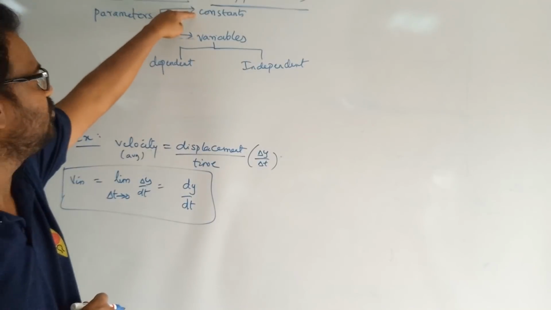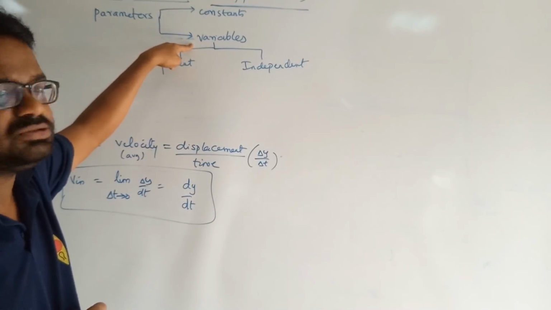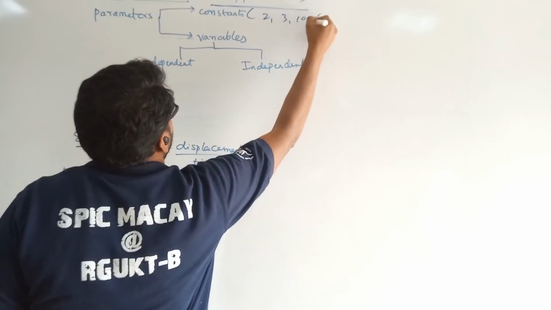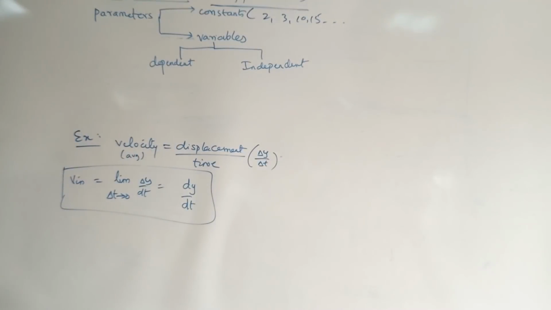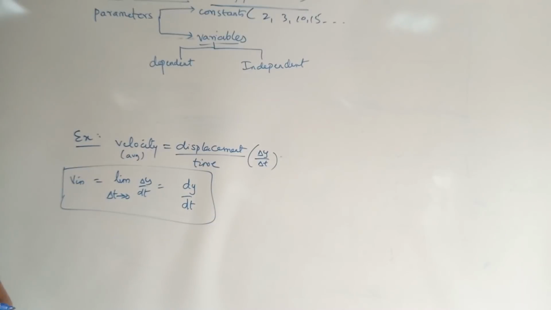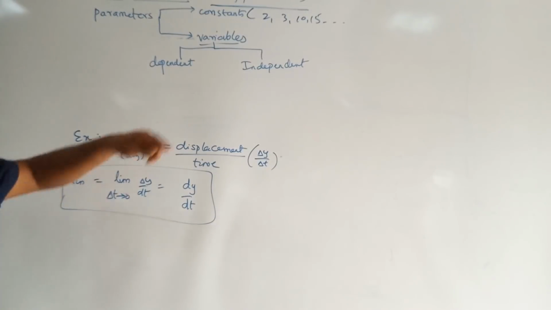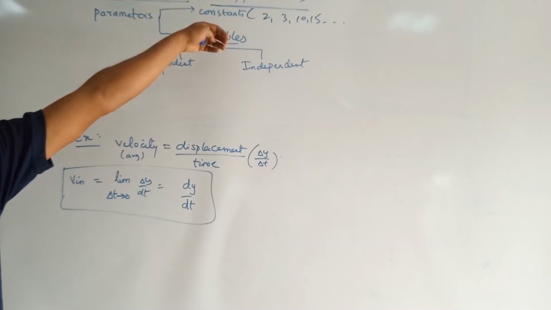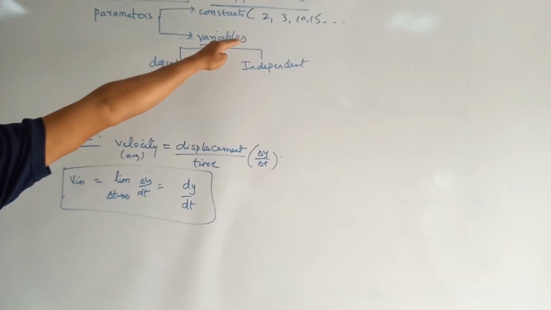These parameters can be of two kinds, constants and variables. What is a constant parameter? Any kind of number, 2, 3, 10, 15, is always constant. 2 is always constant, no matter wherever you go in the universe. Whereas variables are those which keep on changing. Parameters are of two kinds, constants and variables. A constant remains the same forever. Variables keep on changing, basic things.